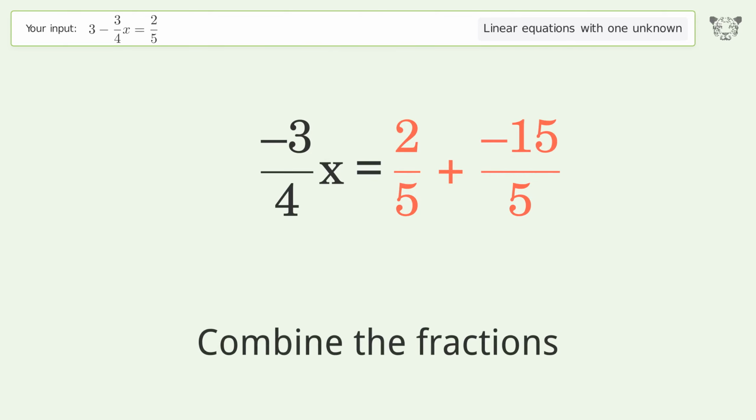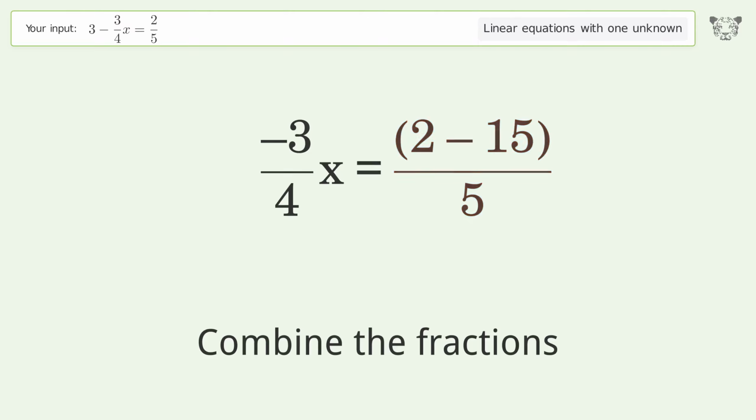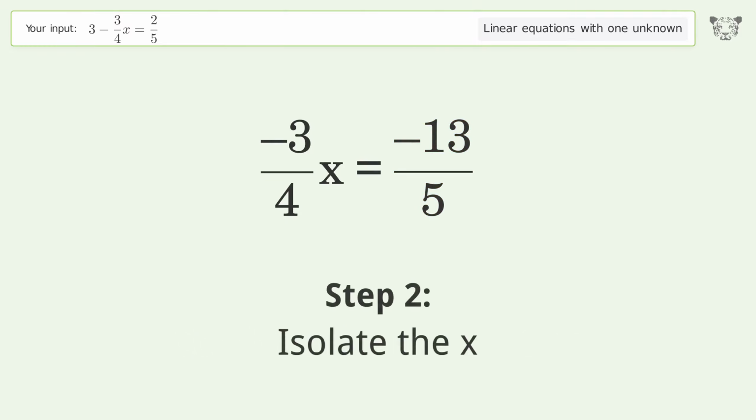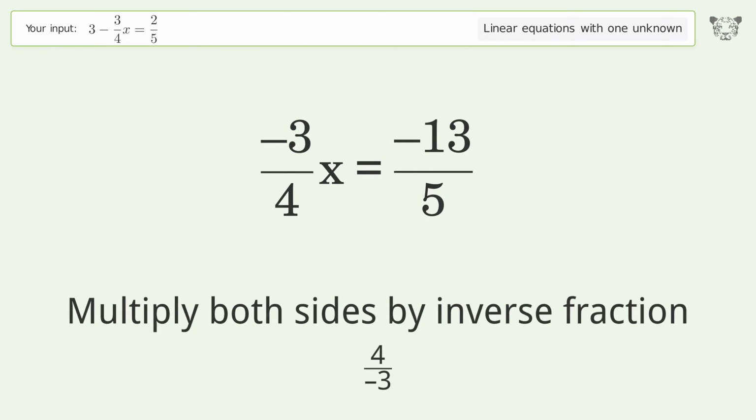Combine the fractions. Combine the numerators. Isolate the x. Multiply both sides by inverse fraction 4 over -3.